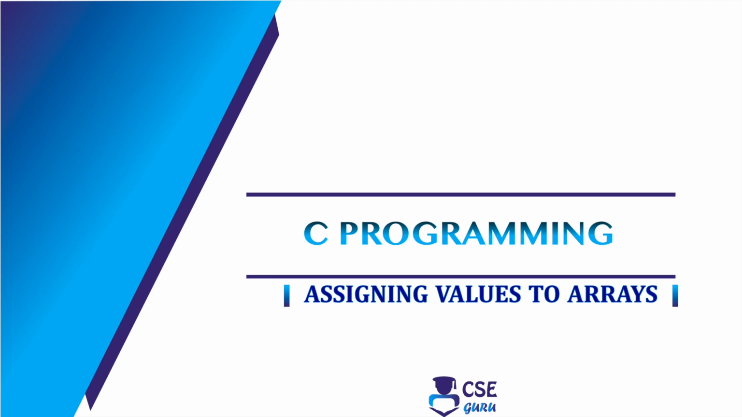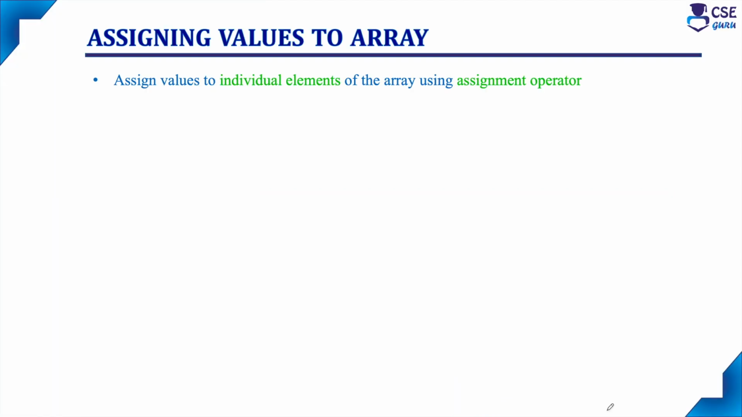In that, the second method is assigning values to arrays. In array initialization, previously we discussed how array values are initialized during declaration itself. That is the first method. The second method is assigning values to arrays. In this method, we will assign values to individual array elements using the assignment operator.